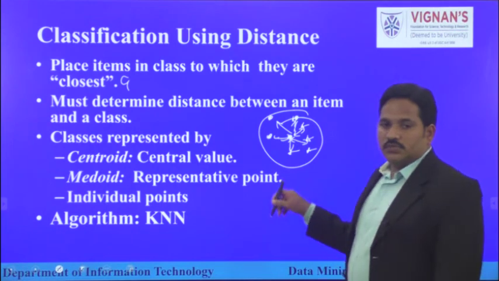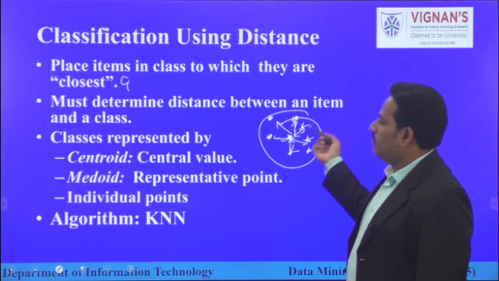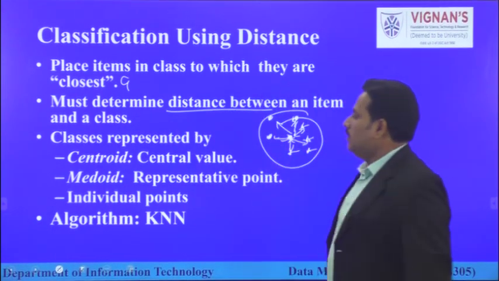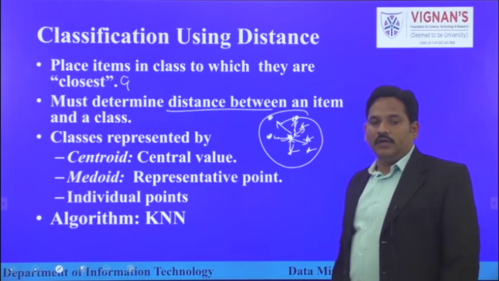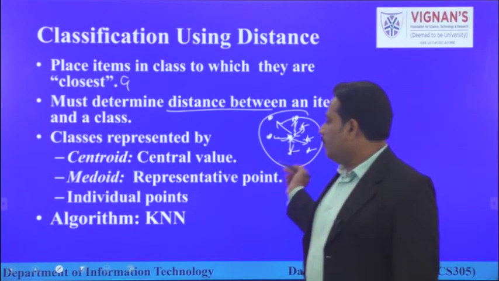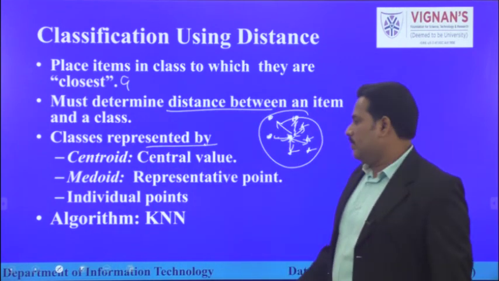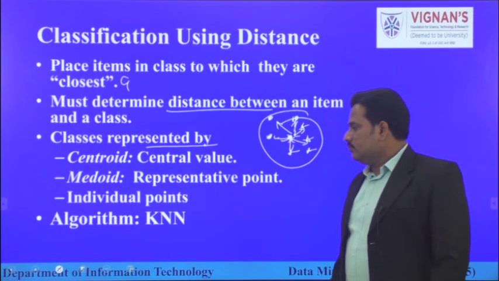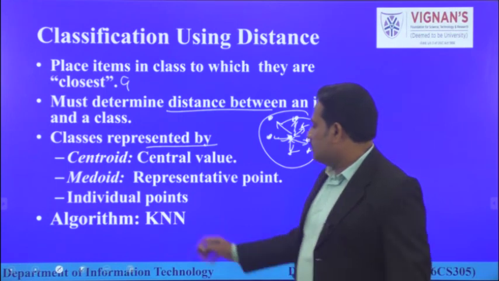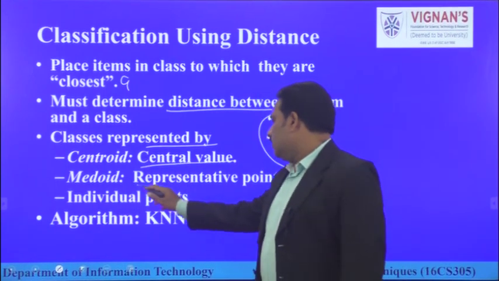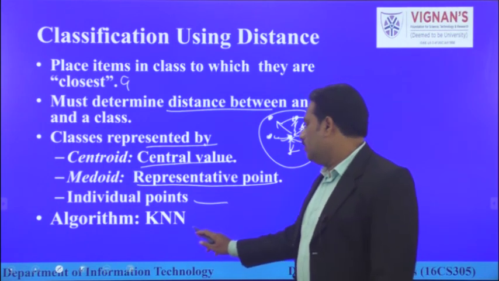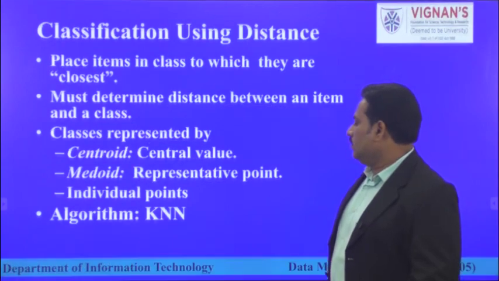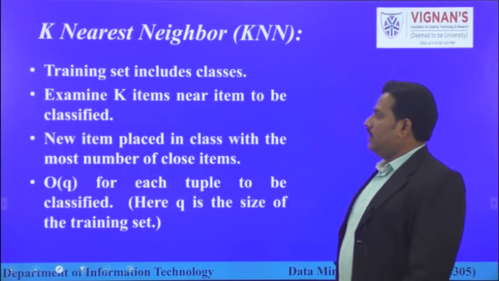That calculation of distance we'll see later. It's not a big issue. We'll use some techniques to calculate the data. But what we are focusing on here is that we must determine the distance between an item and a class. Now how can we calculate it? Using some statistical measures like centroid, the center value, medoid, the median, and we have some approaches like centroid, central value, medoid, the representative point, and individual points of the data, and we can apply all these in the KNN algorithm, that is the K nearest neighbor algorithm.